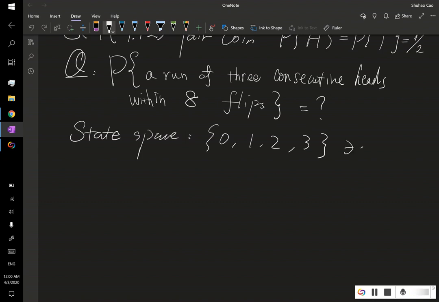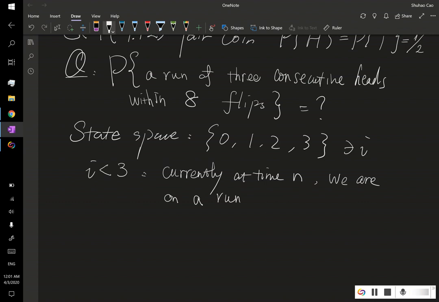So for an i in the state space, if i is less than 3, it means currently at time n we are on a run of i consecutive heads.